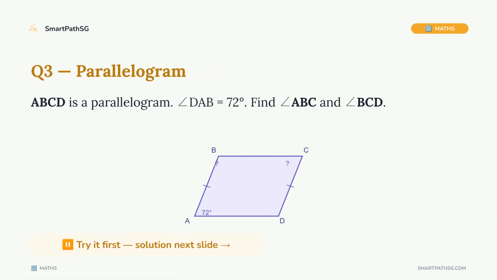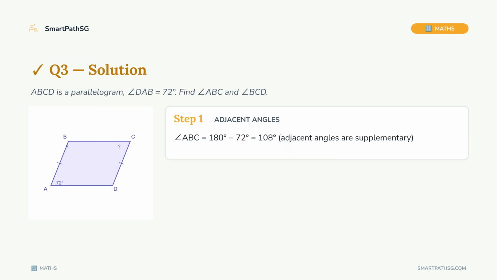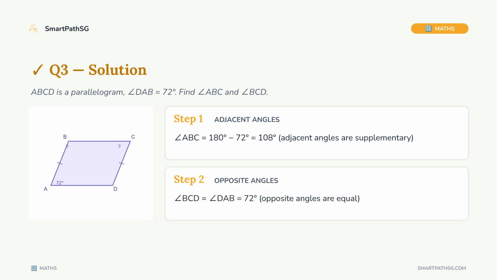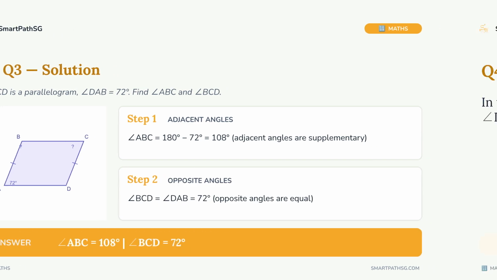Question 3. ABCD is a parallelogram and angle DAB is 72 degrees. Find angle ABC and angle BCD. Angle ABC is adjacent to DAB, and adjacent angles in a parallelogram add to 180 degrees, so ABC is 108 degrees. Angle BCD is opposite DAB, and opposite angles are equal, so BCD is also 72 degrees.